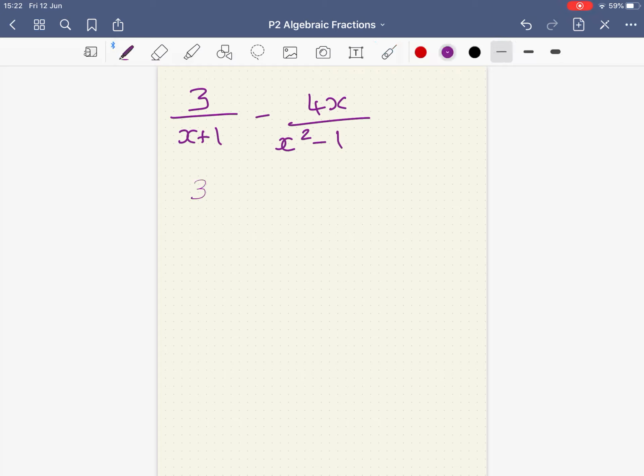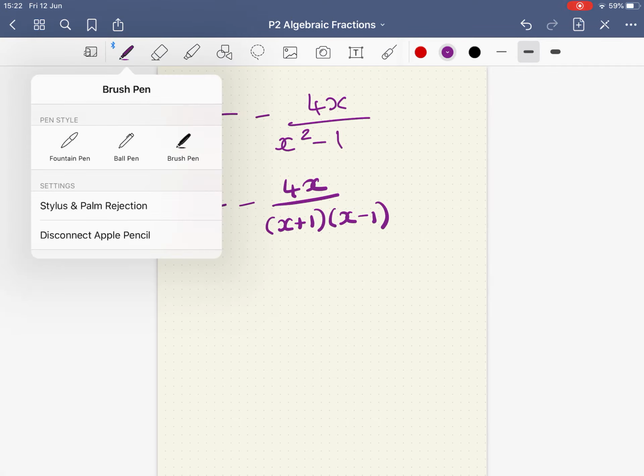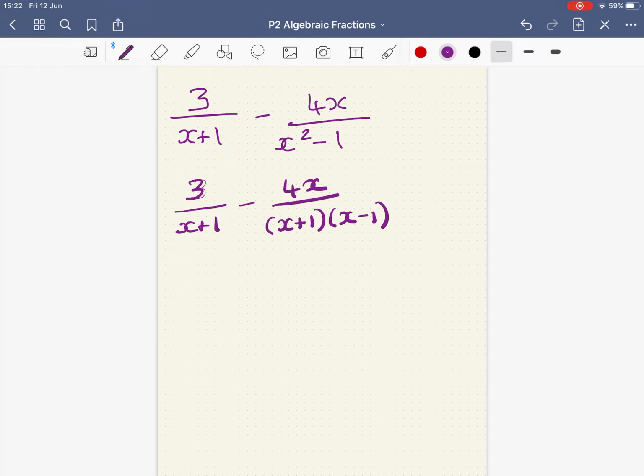So 3 over x plus 1 minus 4x over x plus 1, x minus 1. I don't like that pen. Let's go back to that one. It's going to be too thick now.